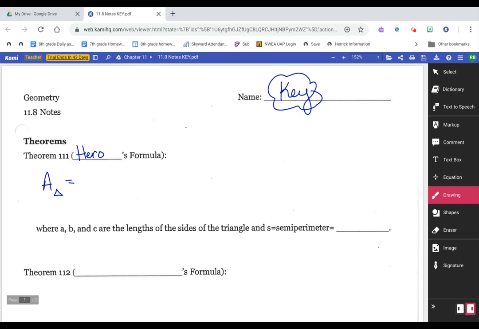Hero's formula would be the square root, and it's a long one, of s times s minus a times s minus b times s minus c. And you're like, what do the s, the a, b, and c stand for? Well, a, b, and c would be the lengths of all three sides of the triangle, and s is the semi-perimeter. The semi-perimeter would be a plus b plus c, which are all three sides. So that's your actual perimeter divided by 2.